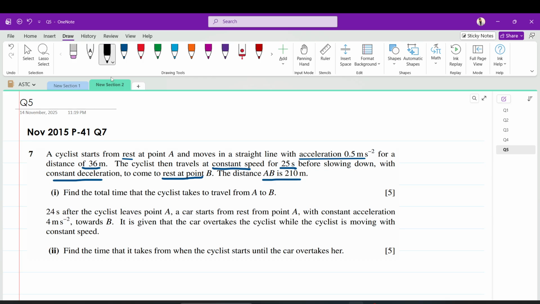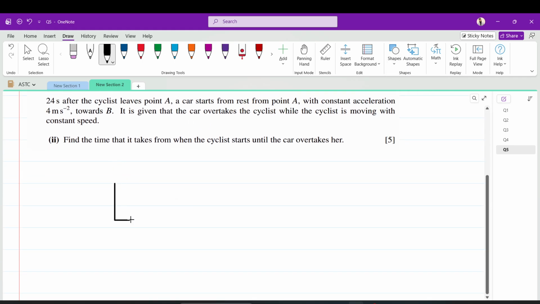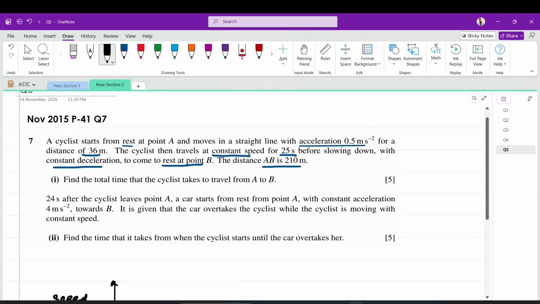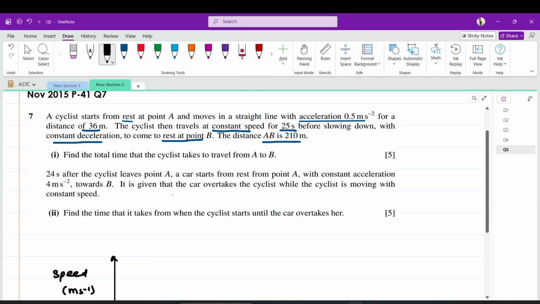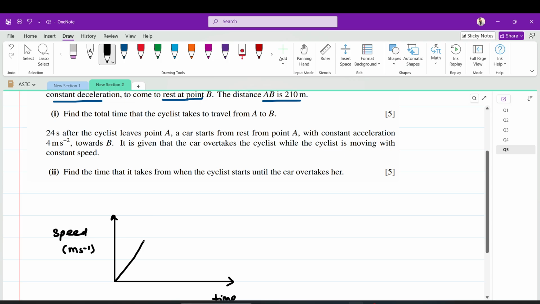Just to give you an idea of what's going on, we can just make a sketch of a speed time graph. Okay, so let's say that this is a speed, although that is not required, but just to give you an idea of what exactly is going on, because there are three stages of the journey. So it will be very clear once we have the speed time graph. The first part of the journey is that it starts from rest and moves in a straight line with acceleration. So we can draw this straight line. That straight line represents an acceleration.